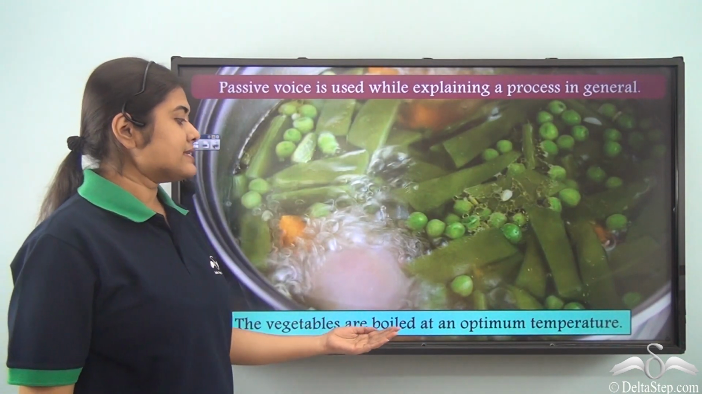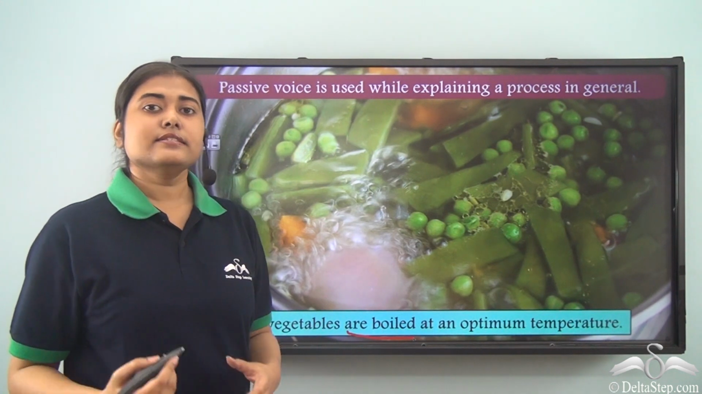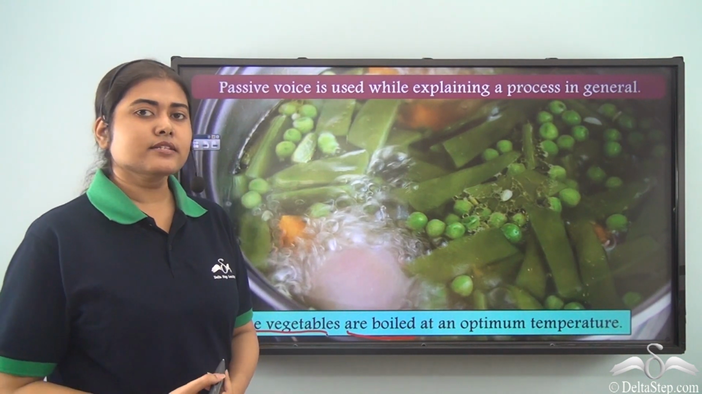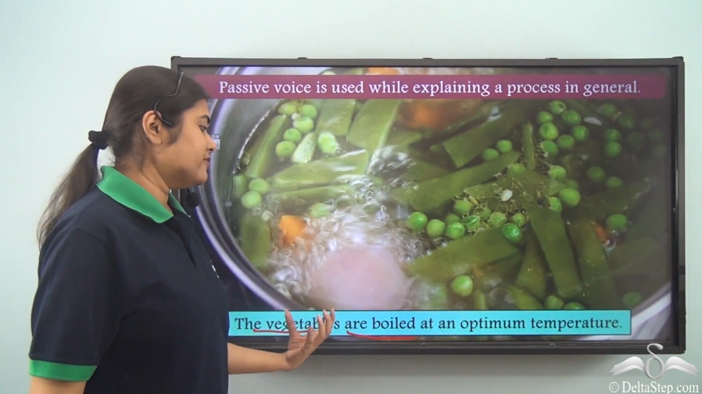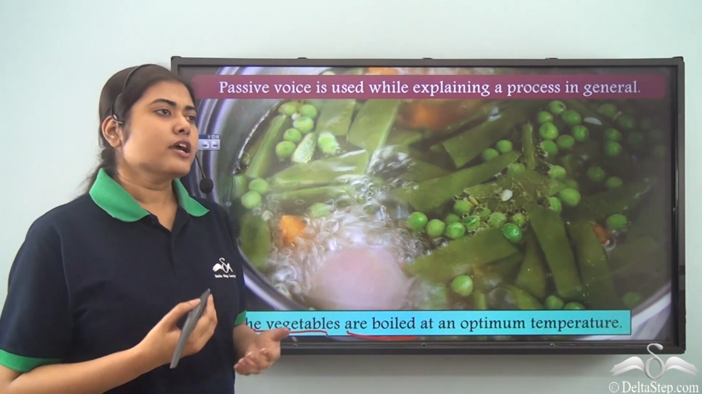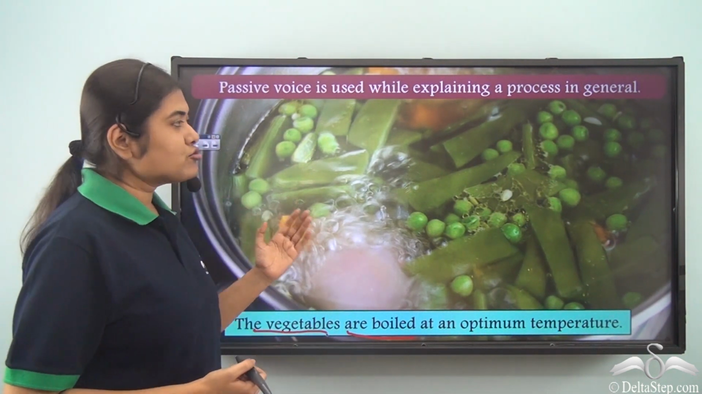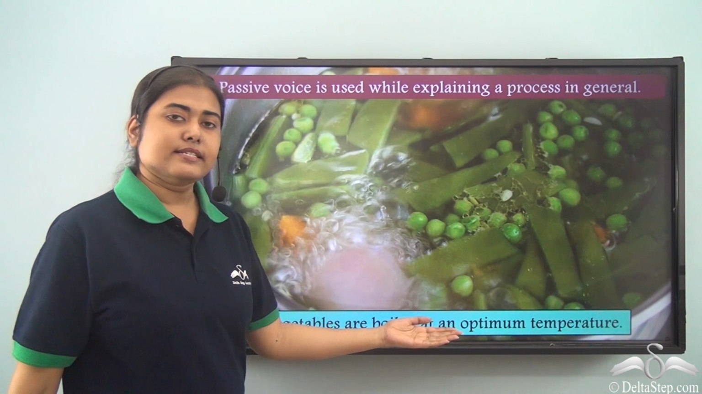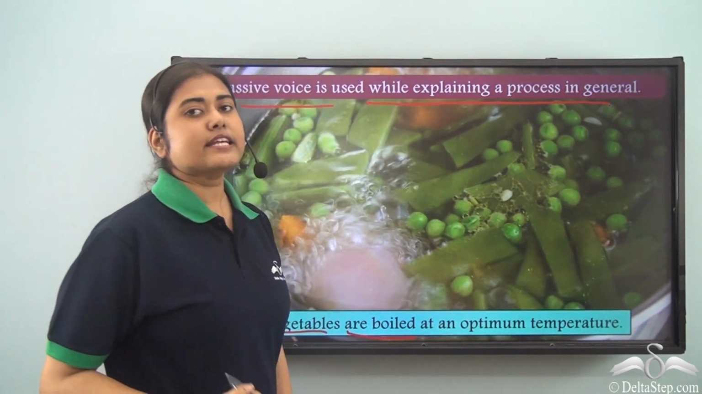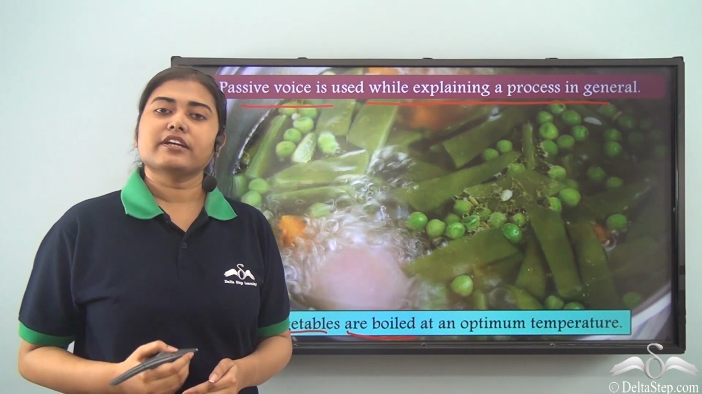The vegetables are boiled at an optimum temperature. Now here are boiled is the verb, and what are boiled? The vegetables. But who boils it? Anyone. So anyone can boil the vegetables at an optimum temperature. So here too you see the doer is not important. You, me or any person can boil it at an optimum temperature. So here too we do not need the doer to be present in the sentence, and hence passive voice is used while explaining a process in general because it applies for all. So it is not dependent on a particular doer.